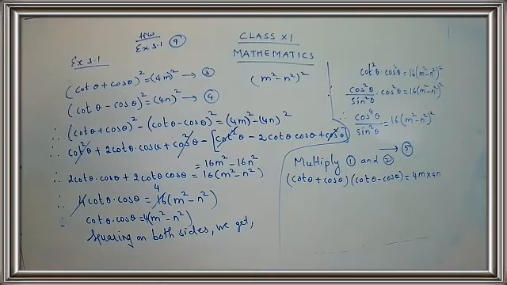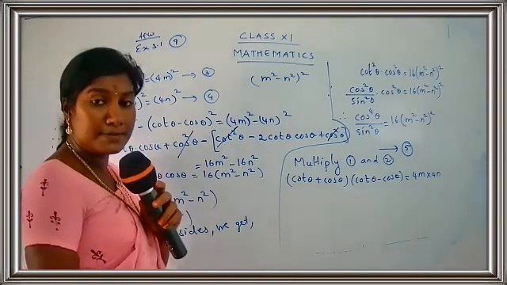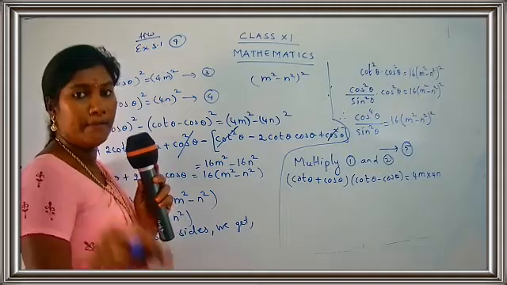We can use the identity (a plus b) into (a minus b). See, just see the terms. You have the same functions, cot theta plus cos theta, cot theta minus cos theta. So you have the same terms, only the signs are different. So we are going to use the identity (a plus b) into (a minus b). What is the answer for (a plus b) into (a minus b)? A square minus b square.